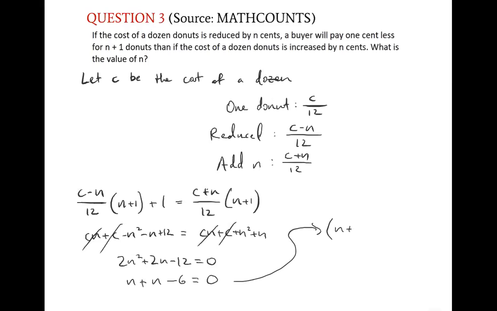Okay, this is equal to n plus 3 times n minus 2 is equal to 0. So that means n is equal to negative 3 or 2. Since n cannot be negative, that means it will just be 2.